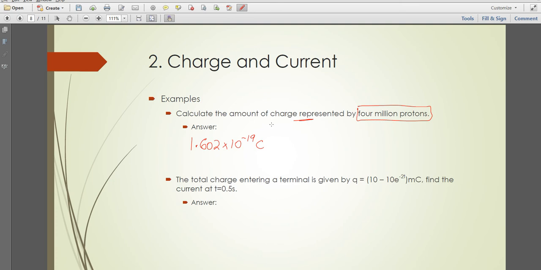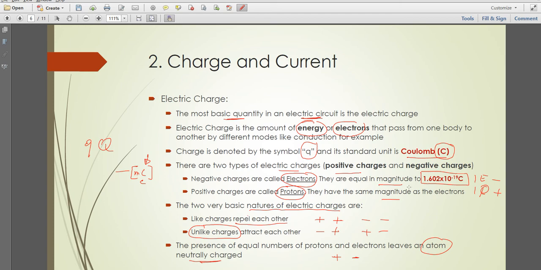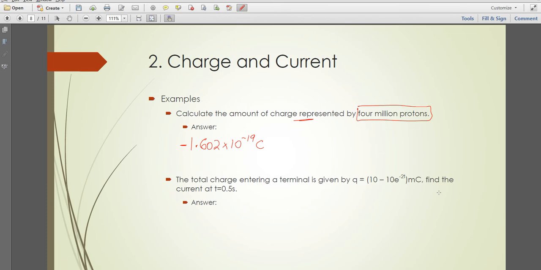Doctor, I think it's minus 23 maybe. For the proton, yeah, to the power minus 23. No, it's minus 19, right? Could you explain more, Doctor? That's the magnitude for this, and since it's a proton, it's positive. Positive, proton. And we multiply this by 4 million, which is 10 to the power of 6.